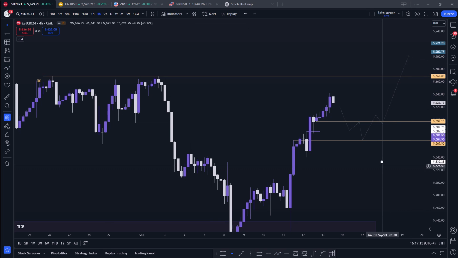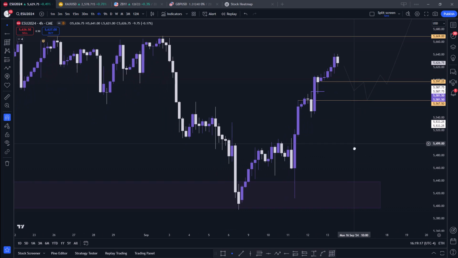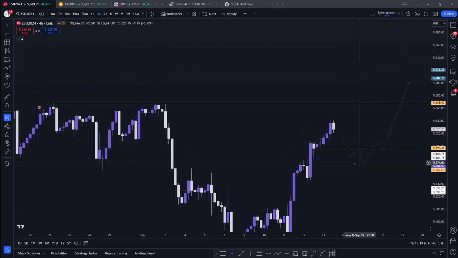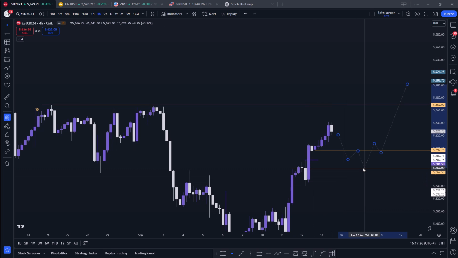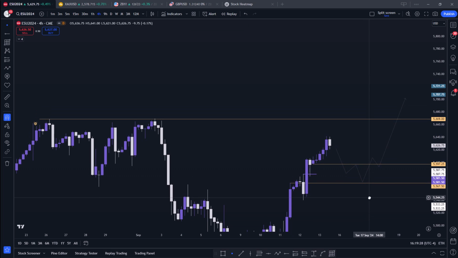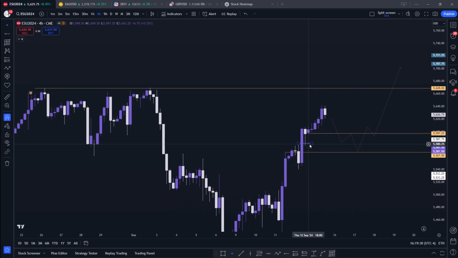But considering the fact that ES is the stronger one of the two sisters, I don't think we are going to tag the body of this order block. But if we do, I'm open for that. I'm open for that idea. I'm watching to see what price gives us throughout the course of the week. And yeah, Monday we have an orange folder news, so I'll be watching to see if we get something interesting.